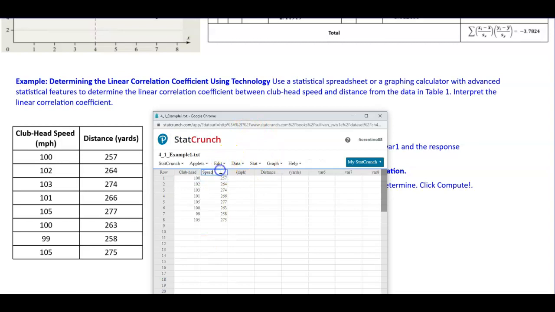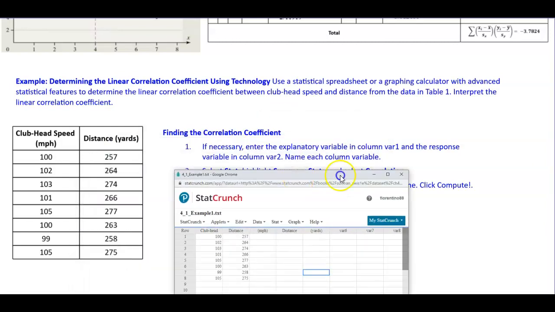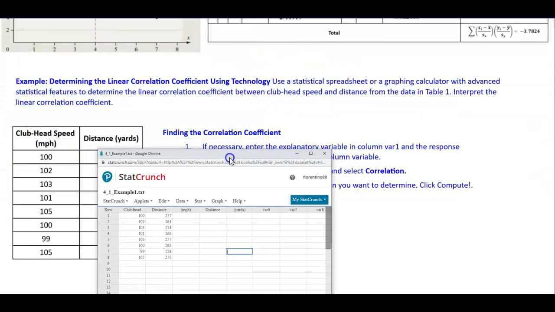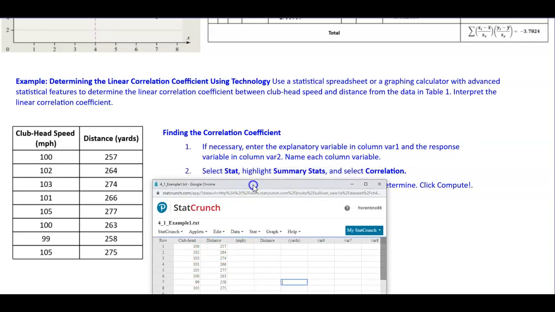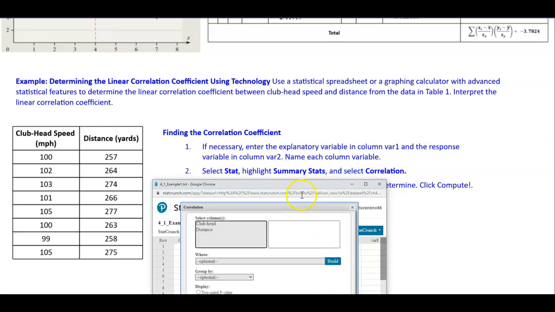I do want to make a little correction here. The title of this column should be distance. So I'm going to make sure that this says distance at the top. Then we're going to use these instructions to determine the linear correlation coefficient. Again, if necessary, we enter the explanatory variable in column 1, and then the response variable in column 2, which we already have, and then we name each column variable, which it is. Then we select stat, highlight summary stats, and then select correlation.